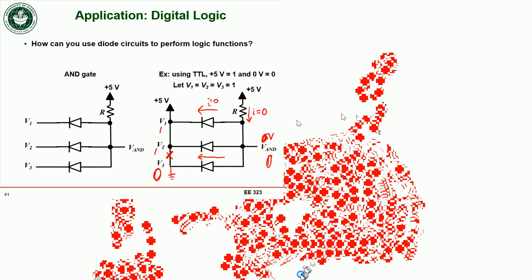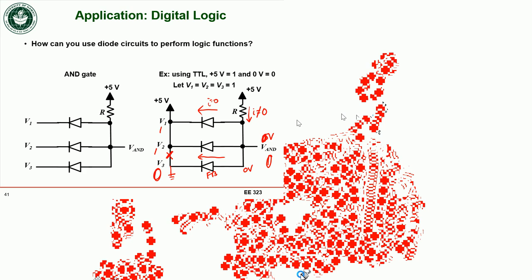Now, according to our ideal diode model, if this is forward bias, that means the voltage drop across is zero. So this point in the circuit should also be at 0 volts. And now I have some non-zero current flowing through that resistor, and so all of my 5 volts is dropped across this resistor. This node is at 0 volts.